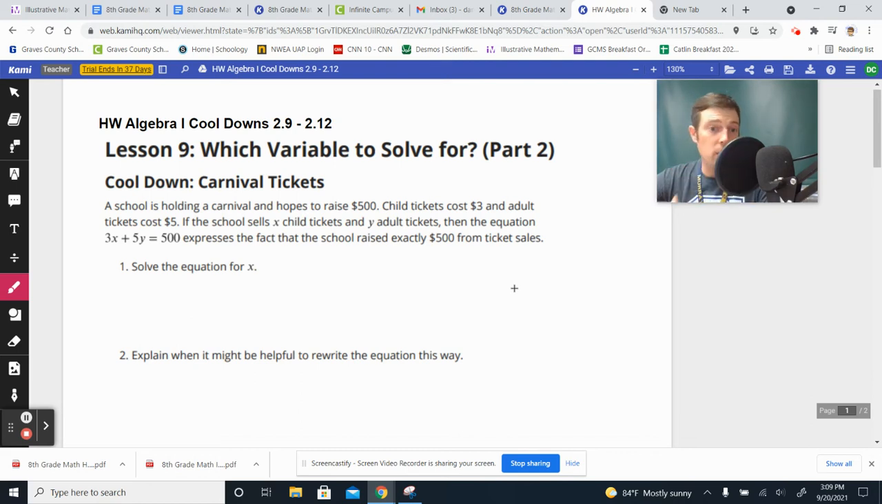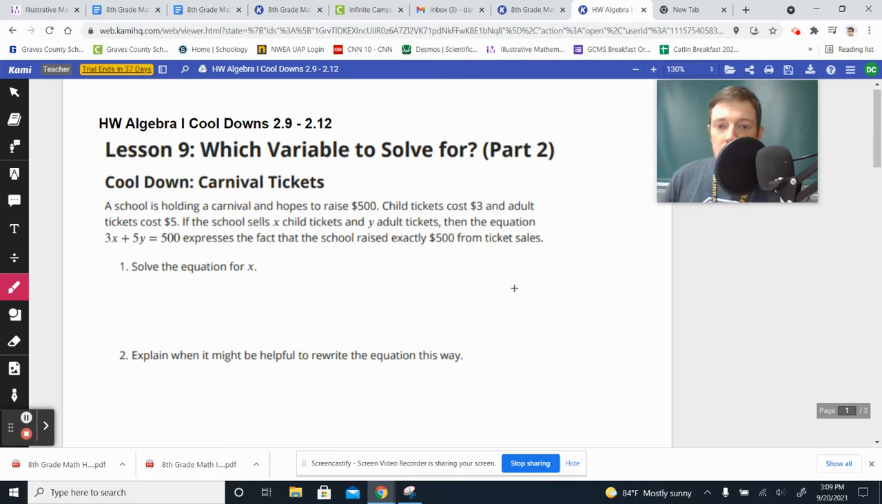We have a school that's holding a carnival and hopes to raise 500 bucks. Children tickets are $3 a piece, and the adult tickets are $5 a piece. If the school sells x child tickets and y adult tickets, then the equation 3x plus 5y equals 500 expresses the fact that the school raised exactly $500 from ticket sales.